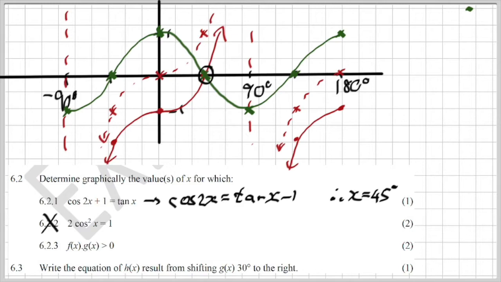But now 6.2.3 is where we start asking ourselves, where is f(x) multiplied by g(x) greater than 0? f(x) is the y values of the red graph, and g(x) is the y values of the green graph. So I'm going to start by analyzing my graph, the y values. First of all, there I've analyzed the green graph. Let's just quickly recap. So how did you do that?